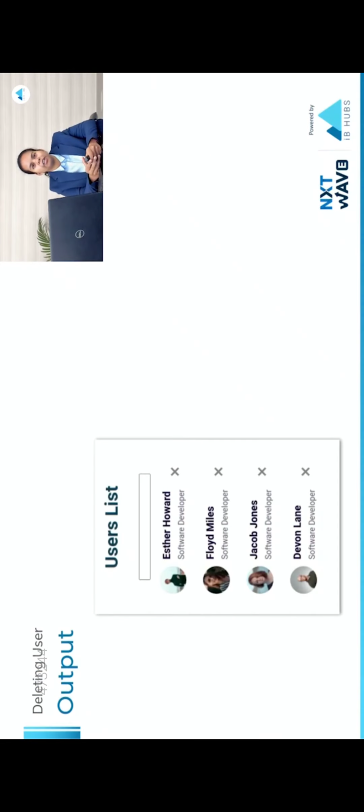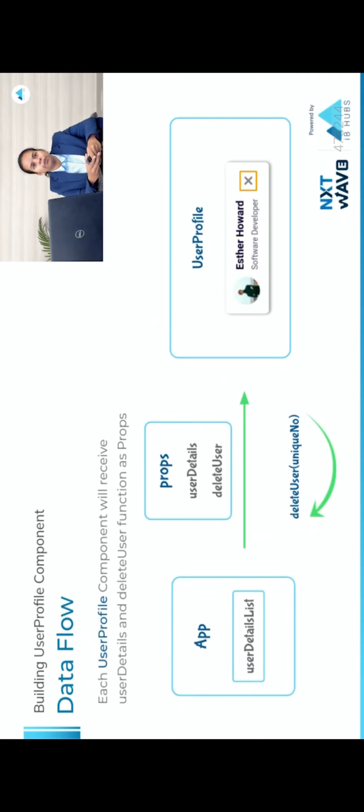Okay, there you can see. So we are done with adding the delete functionality, and we were able to see this output, right? By clicking on the delete icon, the users have been removed from the user list. Okay, clear? So let's understand the flow that's happening here.